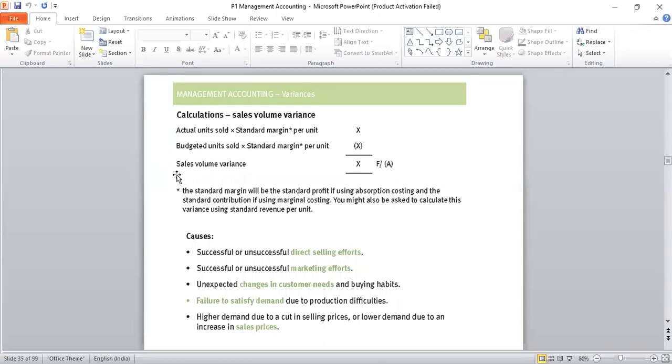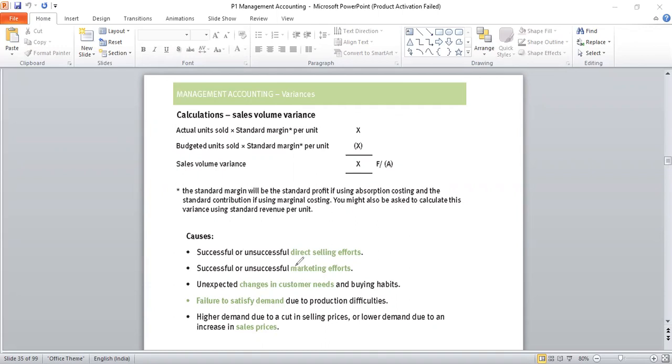Volume variance is about the quantities: the difference between the actual quantity and the standard quantity has to be calculated, applicable at the standard selling price. So that is the formula in case of sales volume variance. What could be the reason for a favorable or an adverse variance? They were successful or unsuccessful in selling the standard quantity. So they might have sold more units than what was decided, or they might have sold fewer units than what was decided.